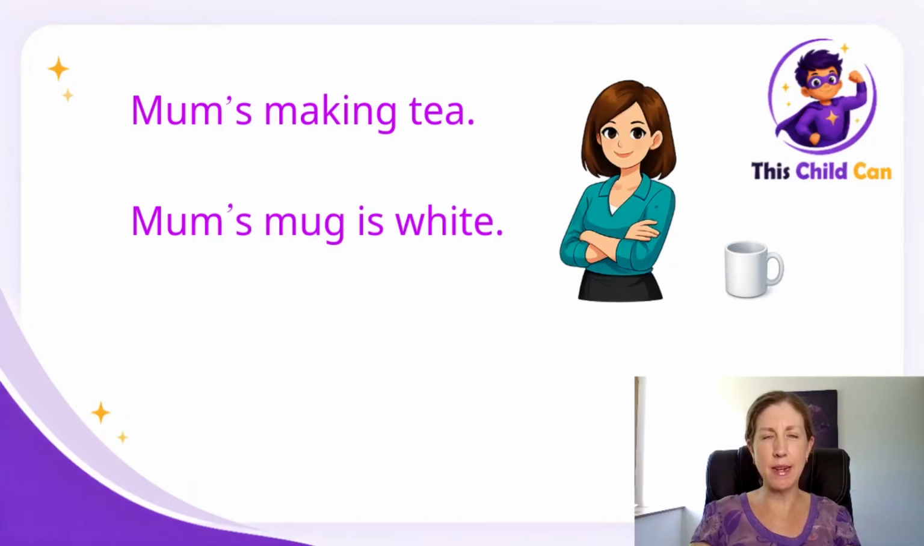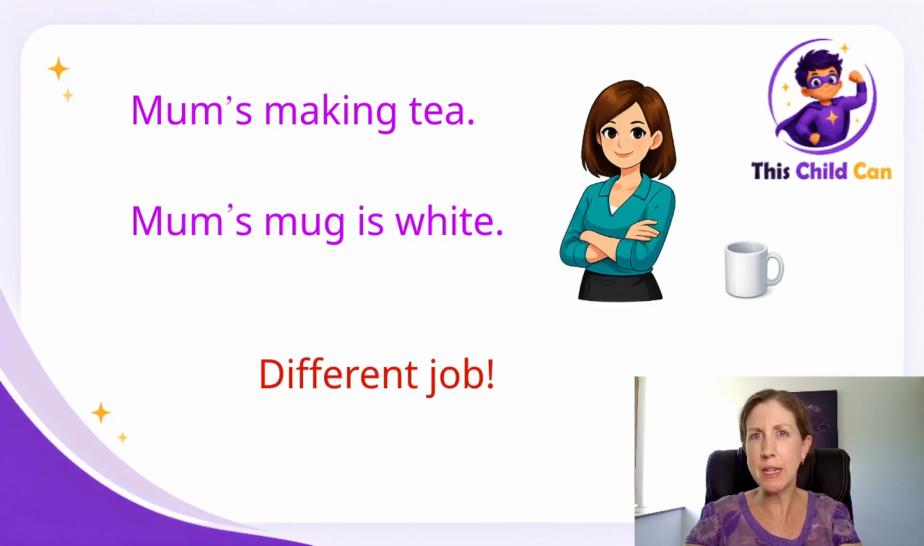Welcome back. Apostrophes can be tricky because they can do more than one thing. So today's idea is to ask the following question. Not where does the apostrophe go, but what is it doing? Let's start with these two sentences. Mum's making tea. Mum's mug is white. They look very similar. Both of them have mum apostrophe S. But the apostrophe is doing a different job in each sentence.